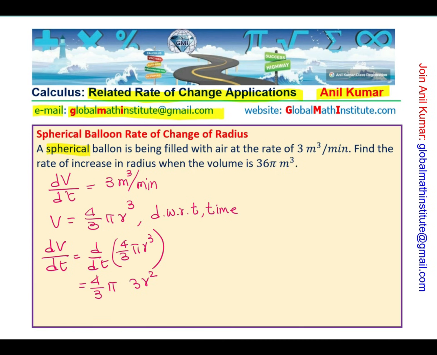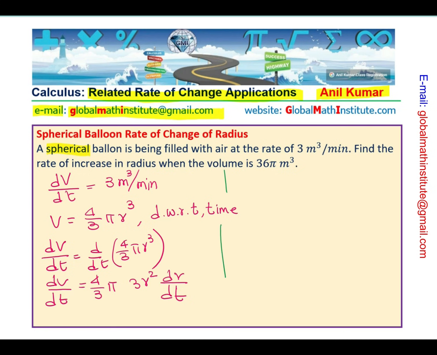Now r is also a function of time. It is changing with time. So we need to still differentiate r with time, correct? So it will be dr/dt. You see, so we have dV/dt in terms of dr/dt. Perfect. Now we are already given dV/dt. We need to find dr/dt, right?